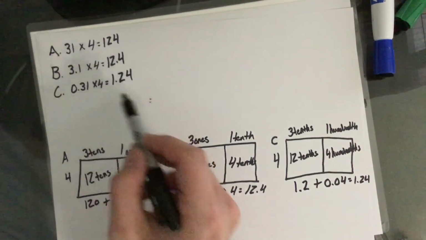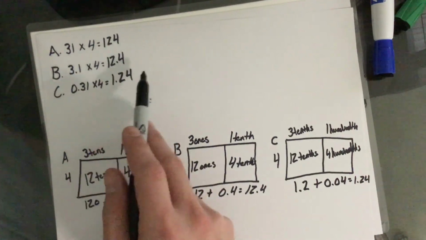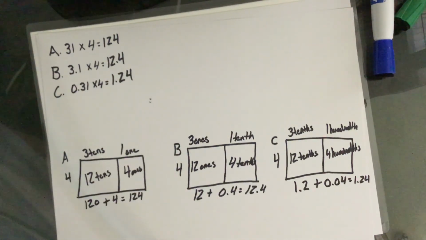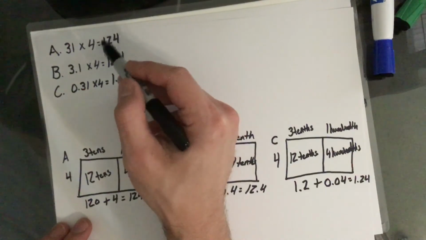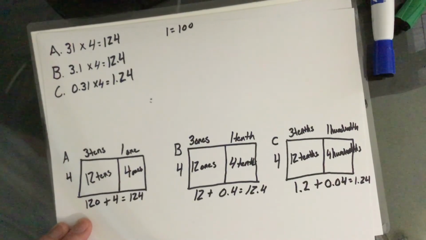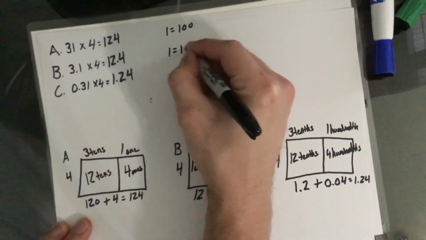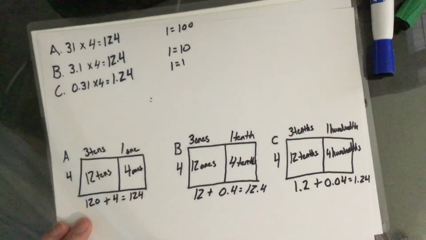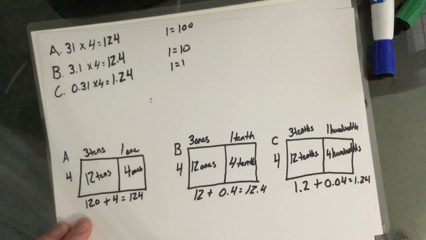How are the products alike? So each digit is in the same order that we can see on our products for A, B, and C. Does that mean they represent the same value? No. So let's just look at the 1. In A, that 1 equals 100. In B, the 1 in our product represents 1 tenth. And in C, the 1 in our product is 1 one. So you can see that even though they're the same digits, they represent different values.